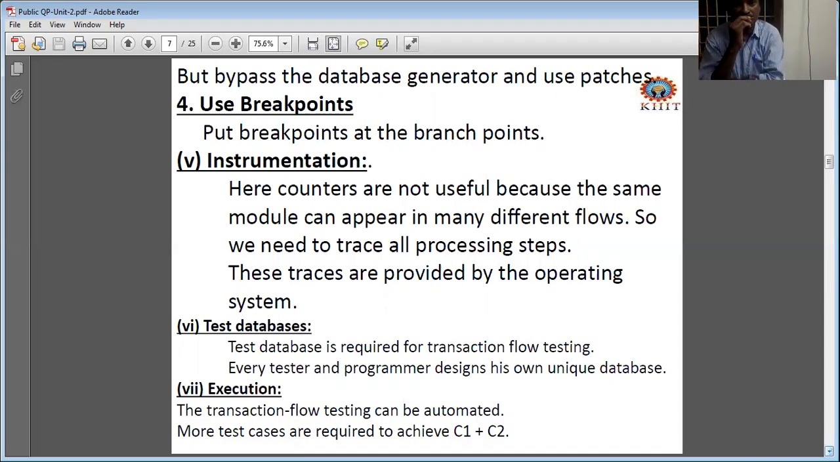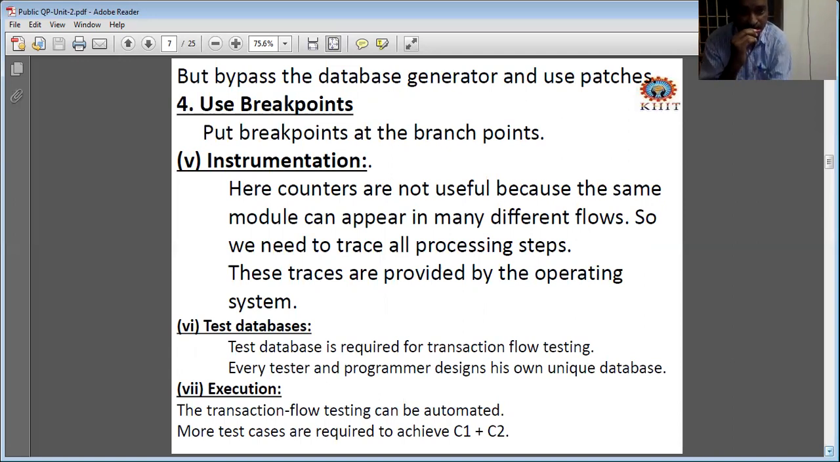Instrumentation. Here counters are not useful because the same module can appear in many different flows. So we need to trace all the processing steps. These traces are provided by the operating system.